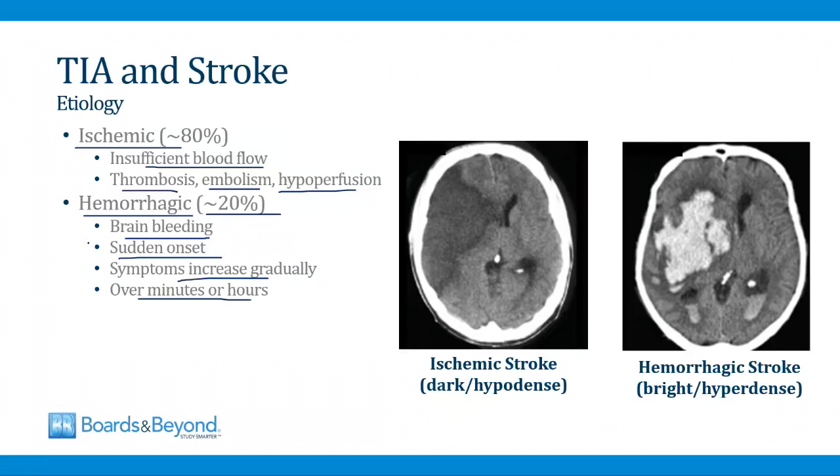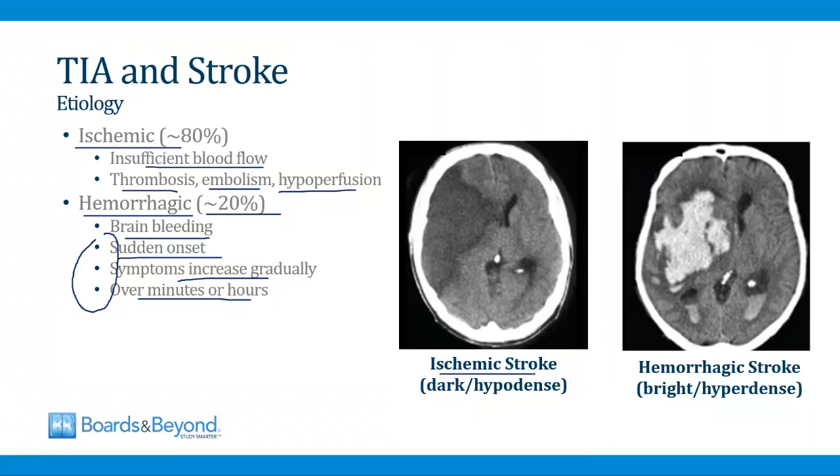And so the history in patients with strokes often gives you a clue to the subtype, and a patient with a sudden onset of symptoms that increase gradually over time, that's how hemorrhagic strokes tend to present. And it's very easy to distinguish ischemic from hemorrhagic strokes by doing a non-contrast head CT, which is the standard initial test in patients suspected of having strokes.